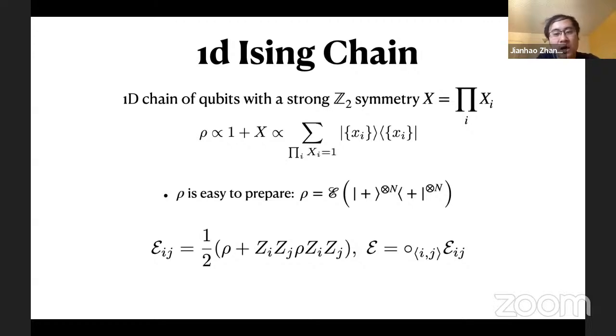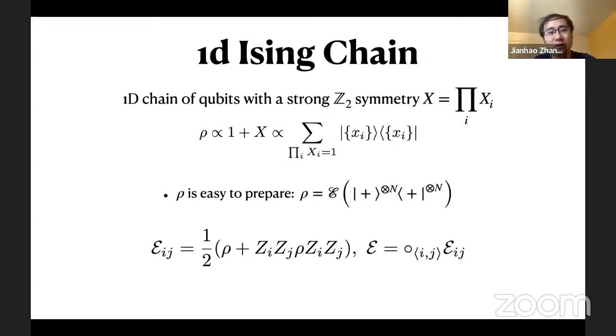And this density matrix can be easily prepared from a product state by just one quantum channel. This quantum channel is the nearest-neighbor ZZ dephasing. The Kraus operator representation of this channel is on the bottom line of this slide. It's actually the nearest-neighbor ZZ dephasing channel, and you can prove that under this channel we can deform a product state to the 1 plus product of X state we're talking about.